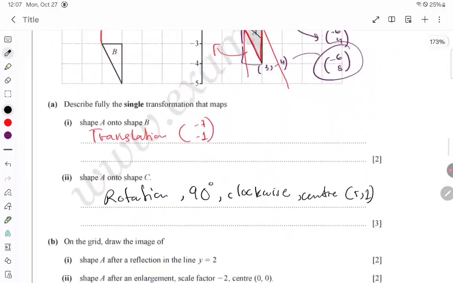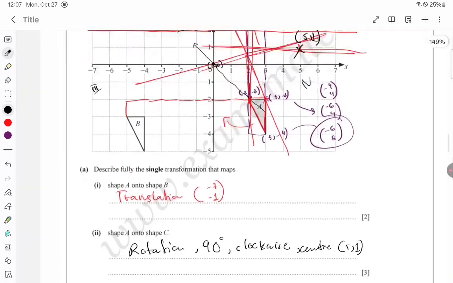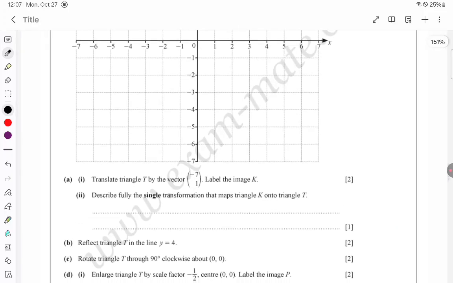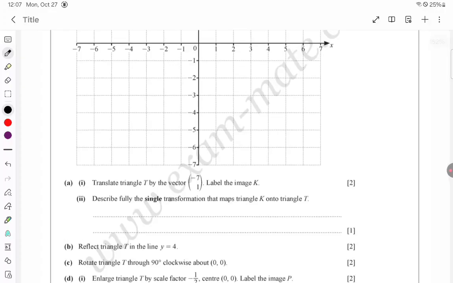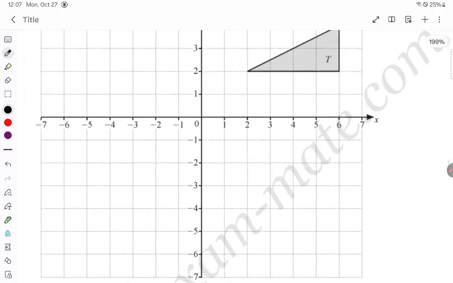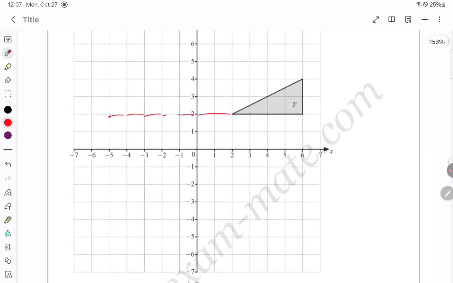Now question 29 is complete. In 30, translate triangle T by the vector -7, 1. Label the image as K. -7 means negative. We have to move on the x-axis to the left hand side. Move 1, 2, 3, 4, 5, 6, 7, and 1 in the upward direction.